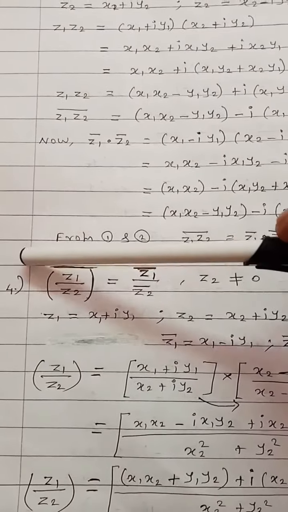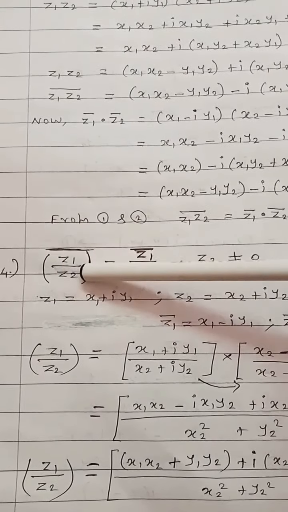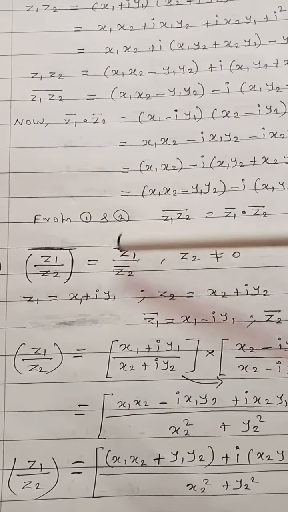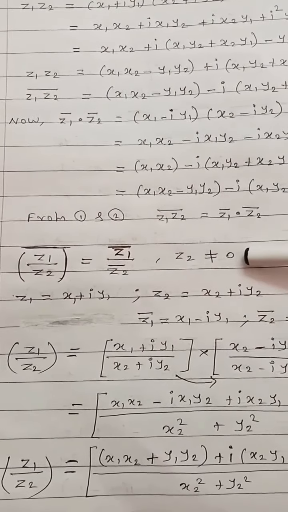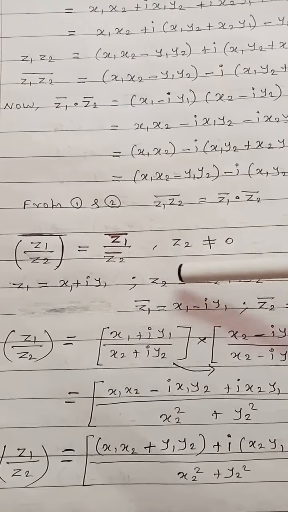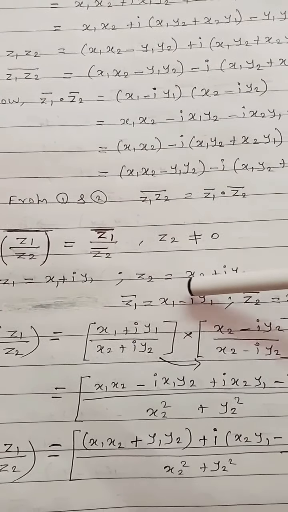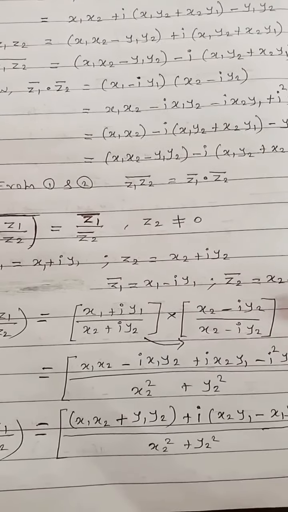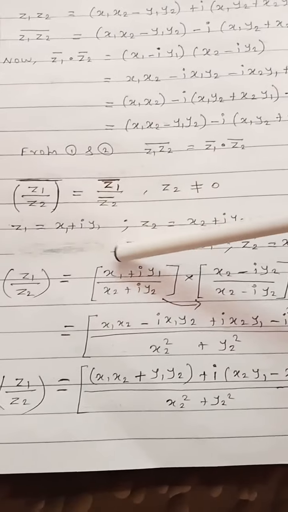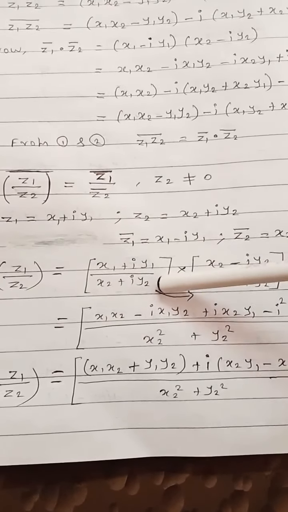Now property 4: z1 divided by z2 whole bar equal to z1 bar divided by z2 bar, z2 is not equal to 0. z1 is x1 plus I y1, z2 is x2 plus I y2, z1 bar is x1 minus I y1, z2 bar is x2 minus I y2. Consider z1 by z2, x1 plus I y1 divided by x2 plus I y2. This is z1 by z2.